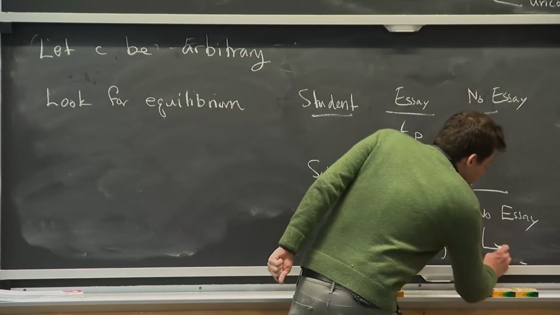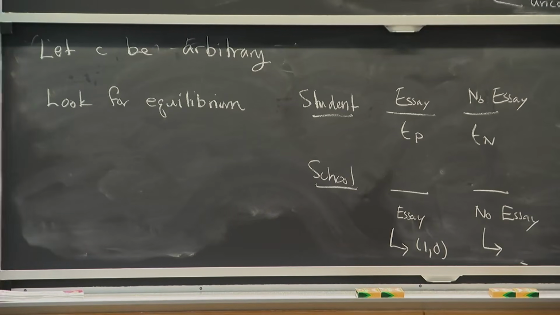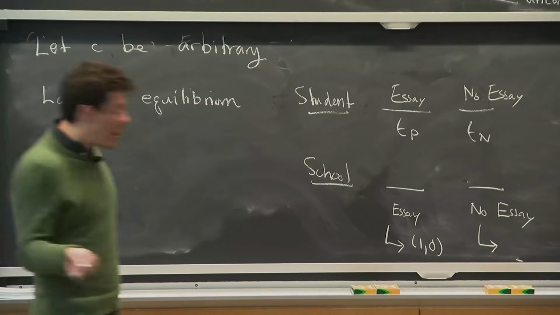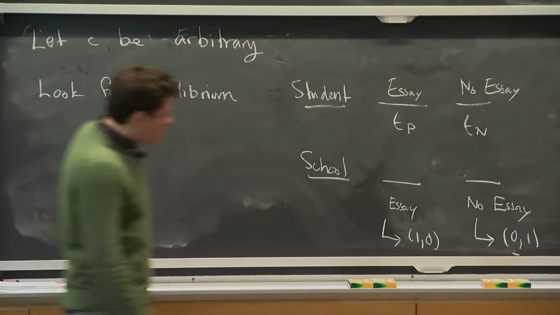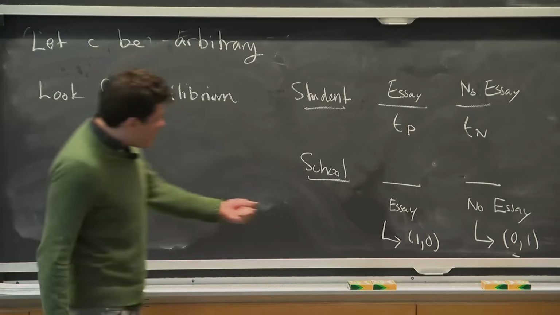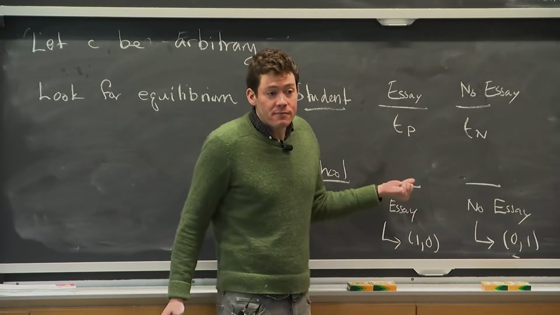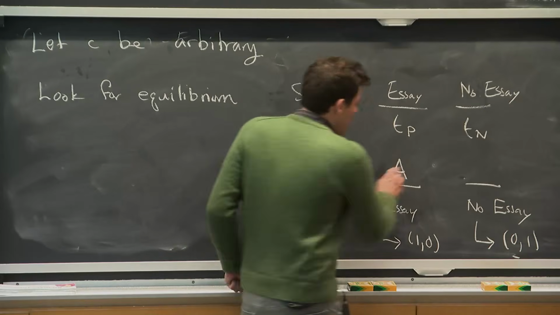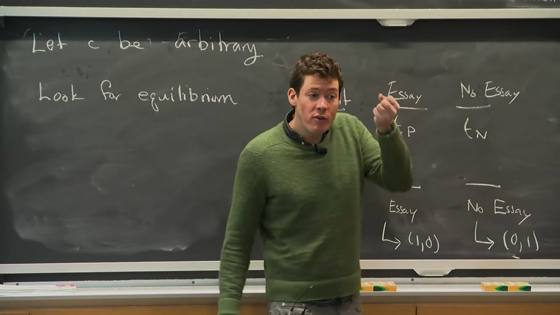What if I see that there's no essay? Well, now it's the opposite. The only students who don't submit essays are the ones who are not passionate. So I'm certain that they must be not passionate, and I get 0, 1. Well, now it's pretty clear. If I'm certain that students who submit the essay are passionate, I certainly want to accept them. And if I'm certain that students who don't submit the essay are not passionate, then I certainly want to reject them.